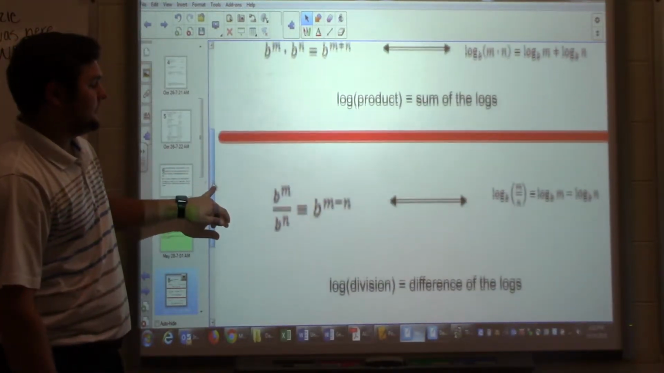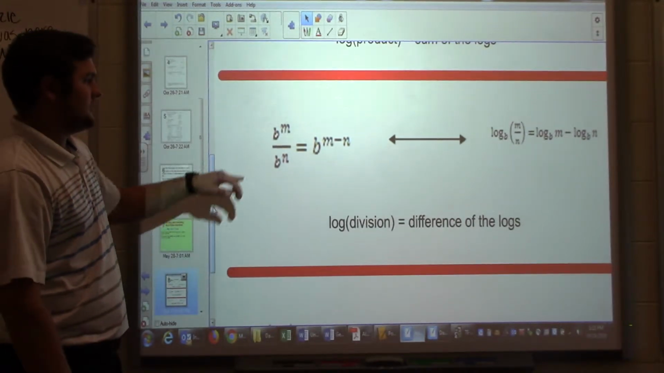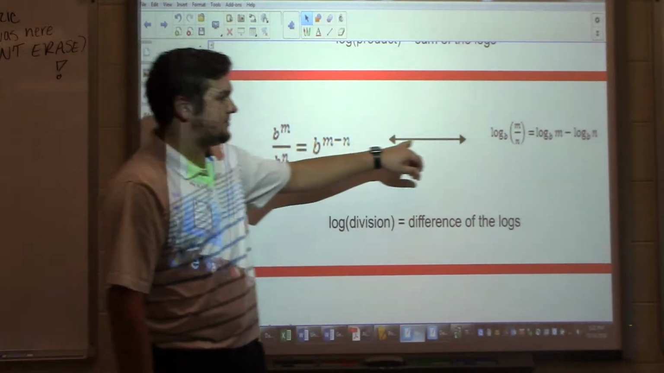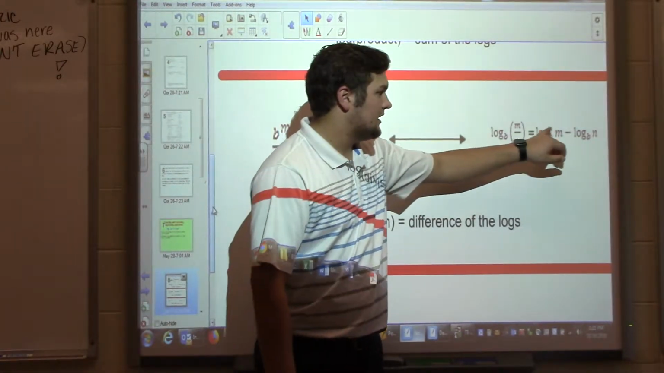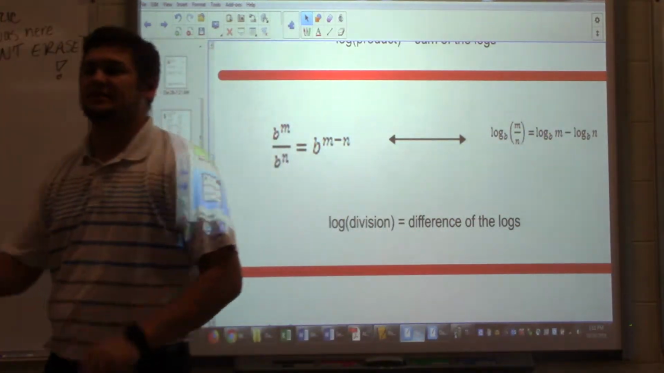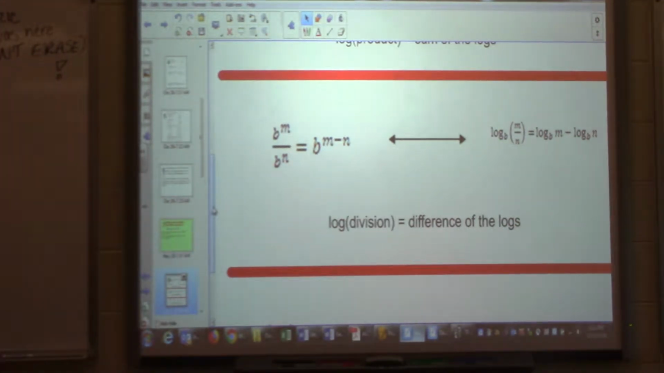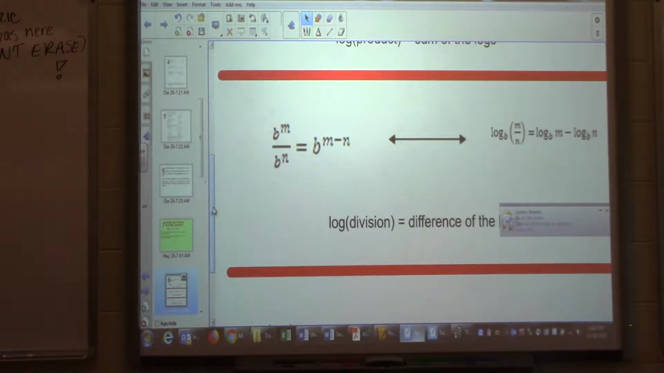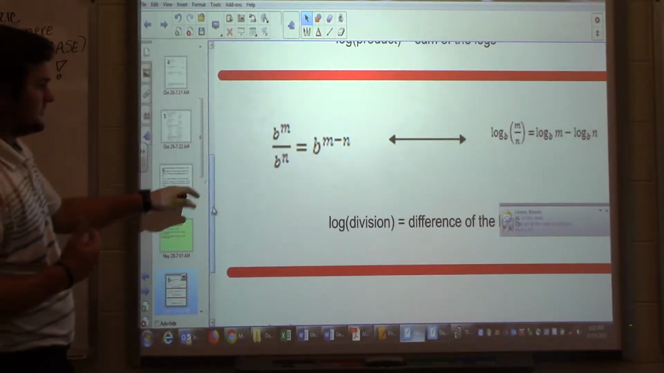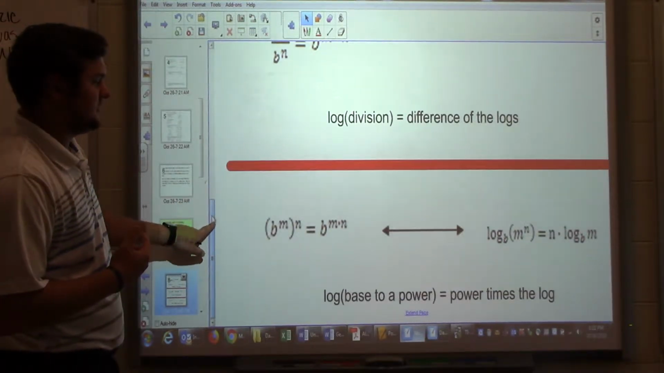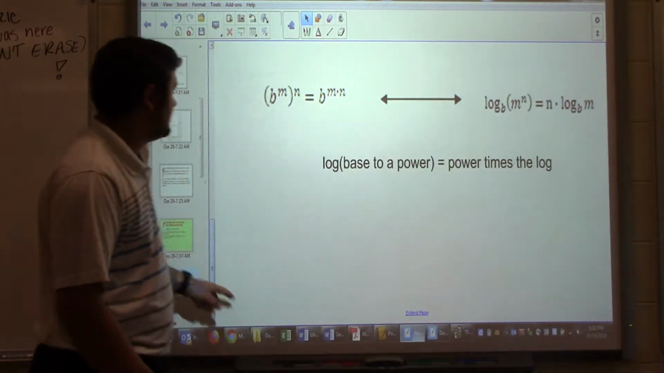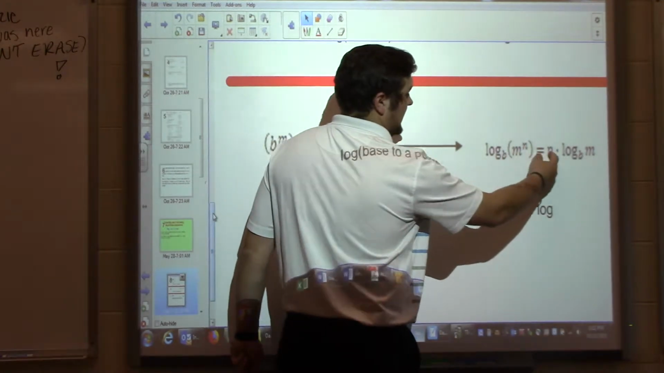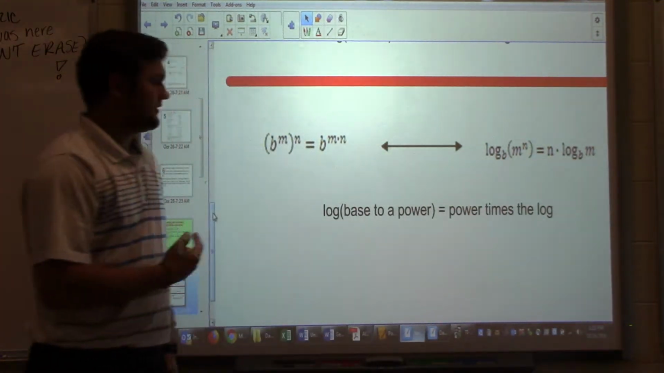So, division then with logs. Right? I have division here, turns into subtraction. Same thing, if I have division in my log, I can split it up into two different logs and I can subtract them. So log division is turned into the difference of logs, or subtracting logs. Then lastly, log base to a power turns into the power times the log.